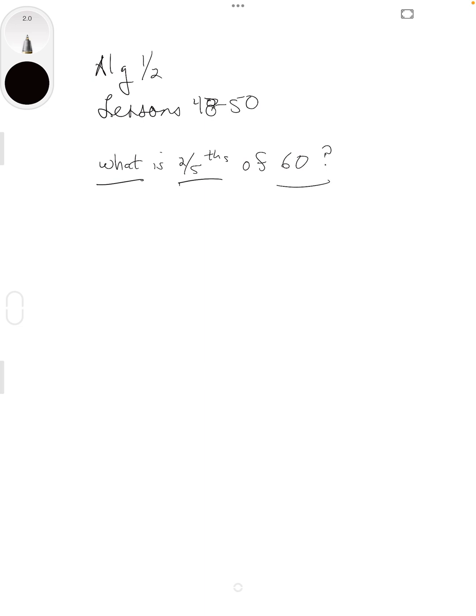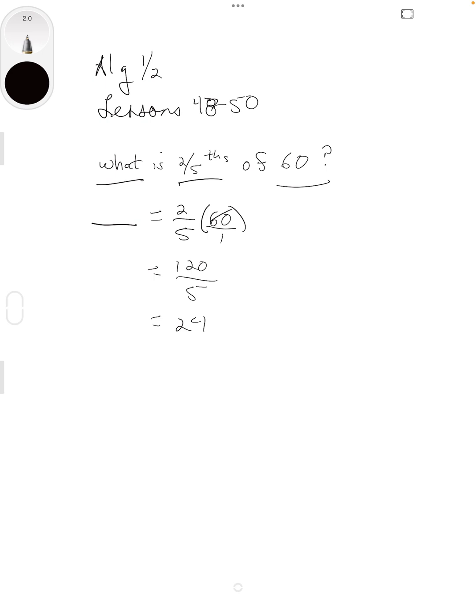Now we've talked about that before. In math, words mean things. And so is means equal, of means multiply. So in other words, what is 2/5 of, which means multiply, 60? Okay, well then you just do the equation. Think of 60 as 60 over 1. And so you end up with 2 times 60, which is 120 over 5, which is equal to 24. So 24 is 2/5 of 60.